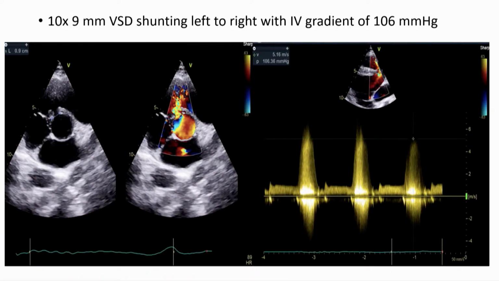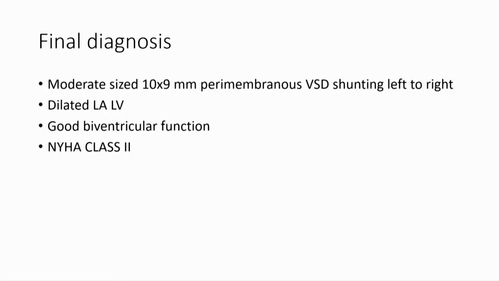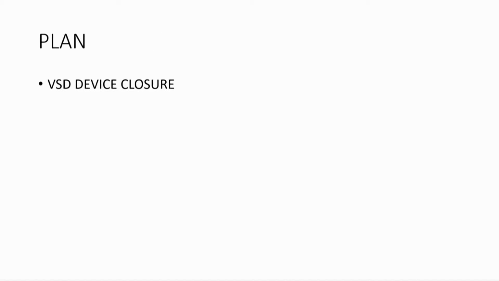Now the size of the VSD is around 10 by 9 millimeters, shunting left to right with an interventricular gradient of 106 millimeters of mercury. Go to the LAO. The final diagnosis is a moderate size 10 by 9 millimeter perimembranous VSD, shunting left to right, dilated LA and LV, good biventricular function, NYHA class 2. Now the plan is VSD device closure.